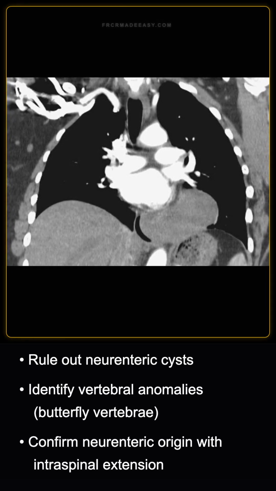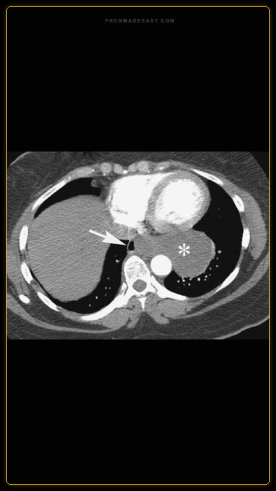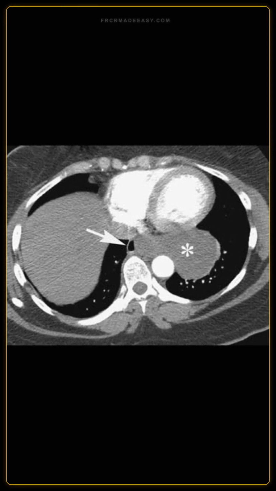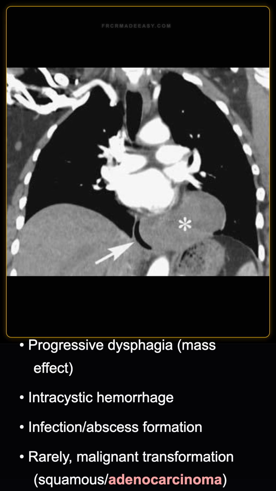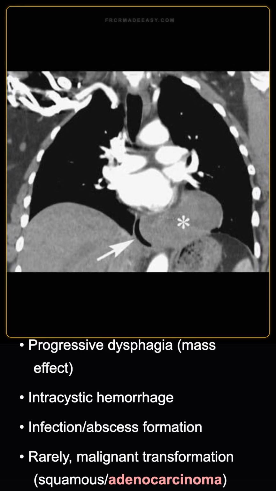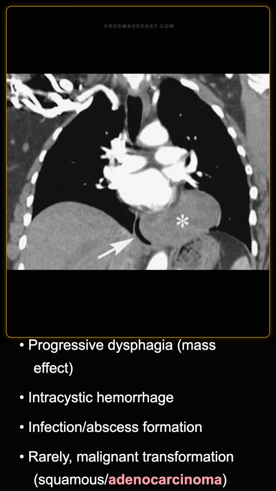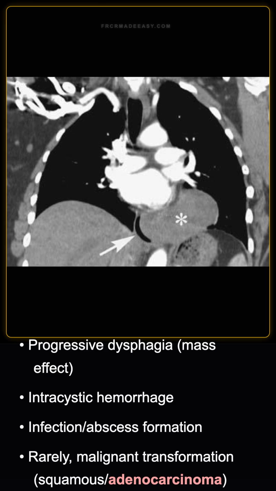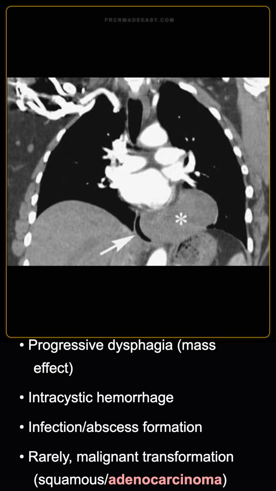What are the potential complications of an untreated esophageal duplication cyst? Potential complications include progressive dysphagia from mass effect, intracystic hemorrhage, infection leading to abscess formation, and, rarely, malignant transformation into squamous cell carcinoma or adenocarcinoma.